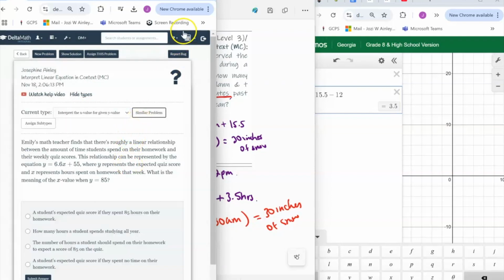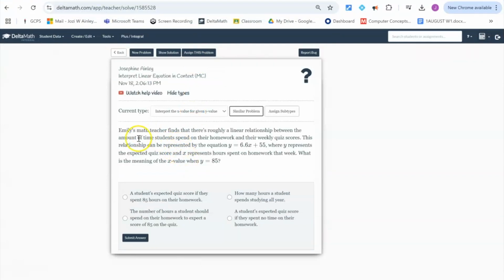All right, so it's a multiple choice question. So let's go ahead and handle that. Emily's math teacher finds there's roughly a linear relationship between the amount of time students spend on their homework and their weekly quiz scores. This relationship can be represented by this equation, where y represents the expected quiz score. X represents the hours spent. So X is how much time you study, and you'll get this score. What is the meaning of the X value when y is 85? So again, y is 85, that's the score I get, whereas X is the number of hours in order to get the 85. So I'm looking for some answer that talks about I spend X hours and I'll get 85.